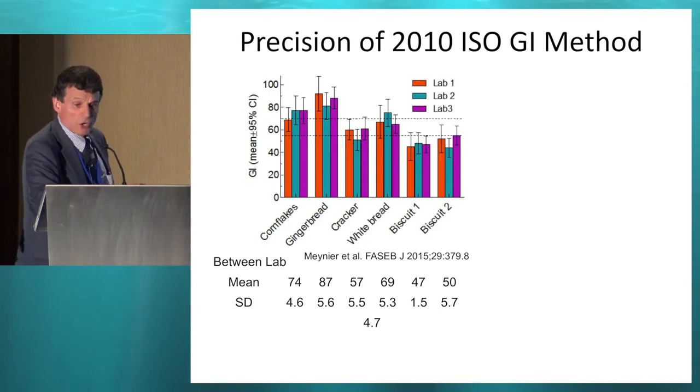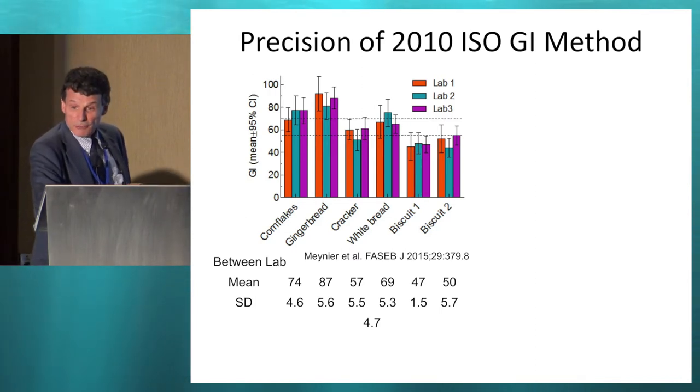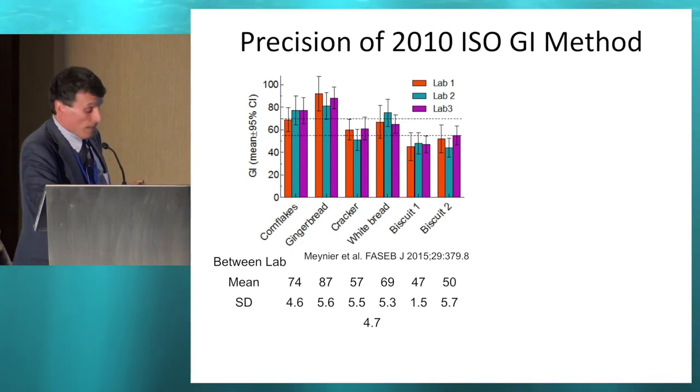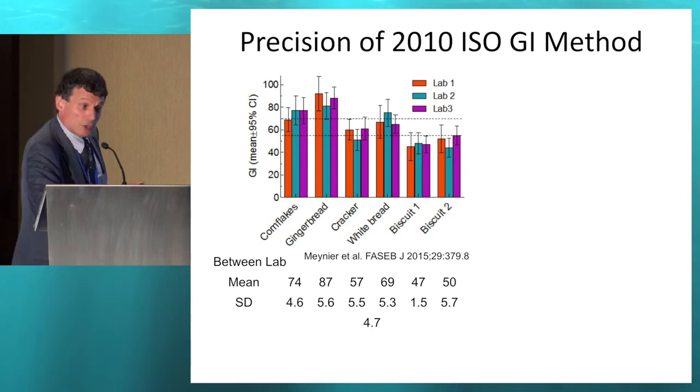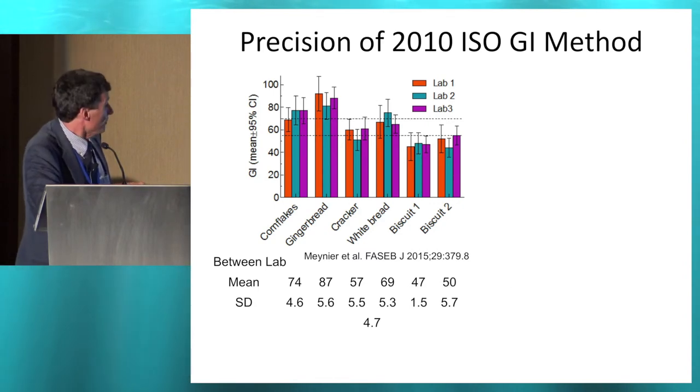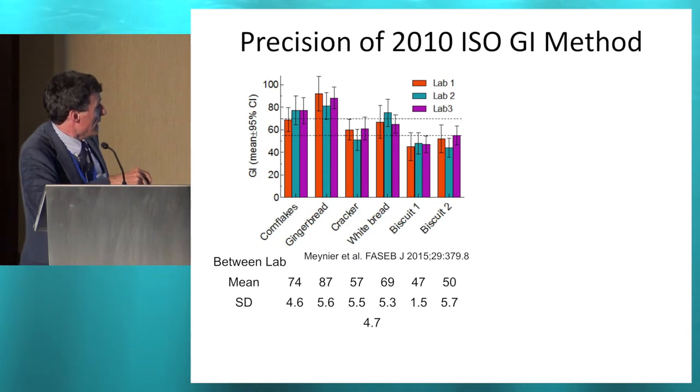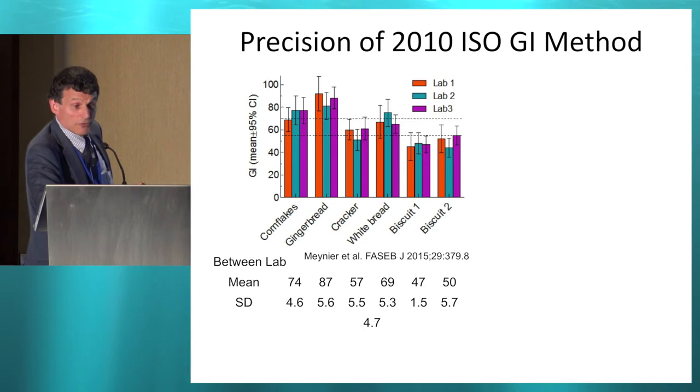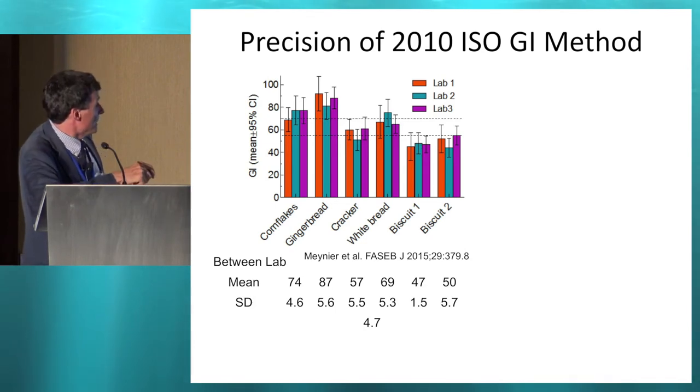But we didn't actually know whether this was any better than the original method. And so recently, one of our clients did a study to look at this, and it was presented at the FASEB last April, and so I can show the results here. These are the six foods, and the three labs involved were our lab, GI Labs, Sydney, and a lab by Fortis in France. And these are the means and the 95% confidence intervals of the means for each lab for each of the six foods.